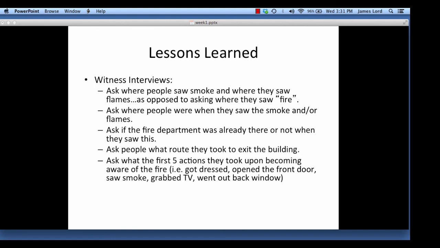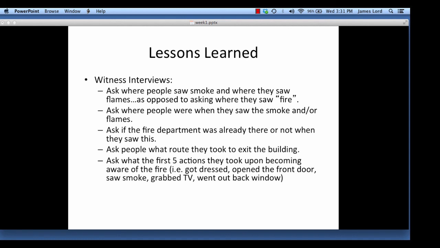A couple lessons learned in this case for those of you who are working large fire scenes and maybe are on the witness interview side of things at times is that really some questions got better information than others from those witnesses. Particularly things like asking a witness where they saw fire might not be really useful, because some people might consider smoke fire, some people might consider flames fire, and unless you can differentiate between the two with them, you don't get as much information as you might like to have.